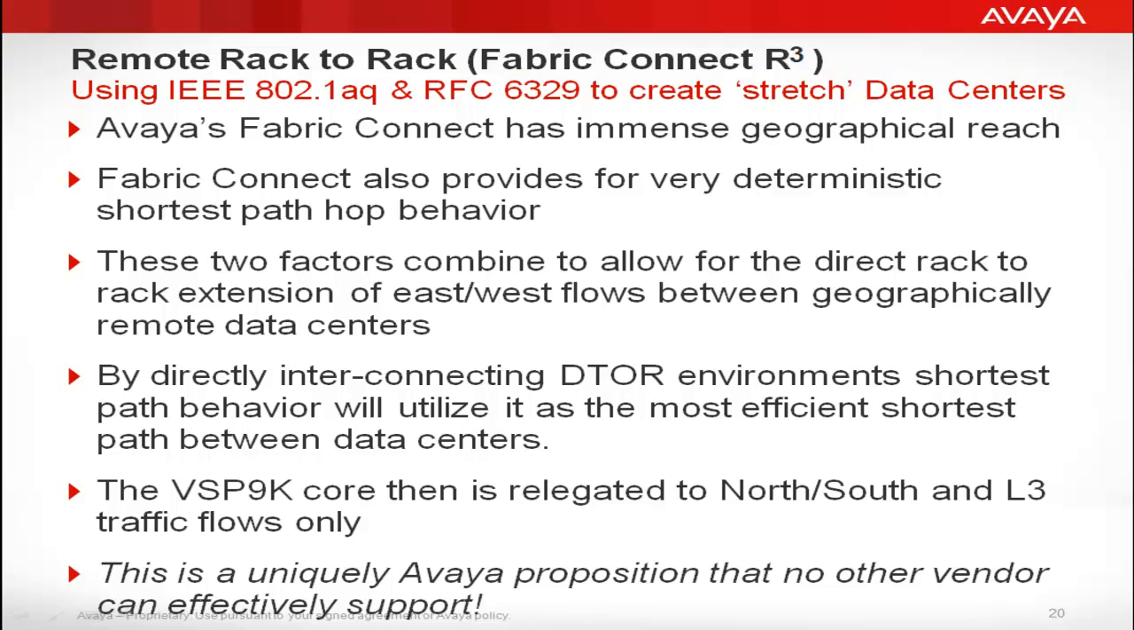One of the strong differentiating characteristics about Fabric Connect is its immense geographic reach. Other Fabric approaches are typically limited to very small deployments that span within the data center. Fabric Connect also provides for very deterministic forwarding behavior across the SBB network. These two factors combine for allowing long-distance rack-to-rack interconnects between the data centers.